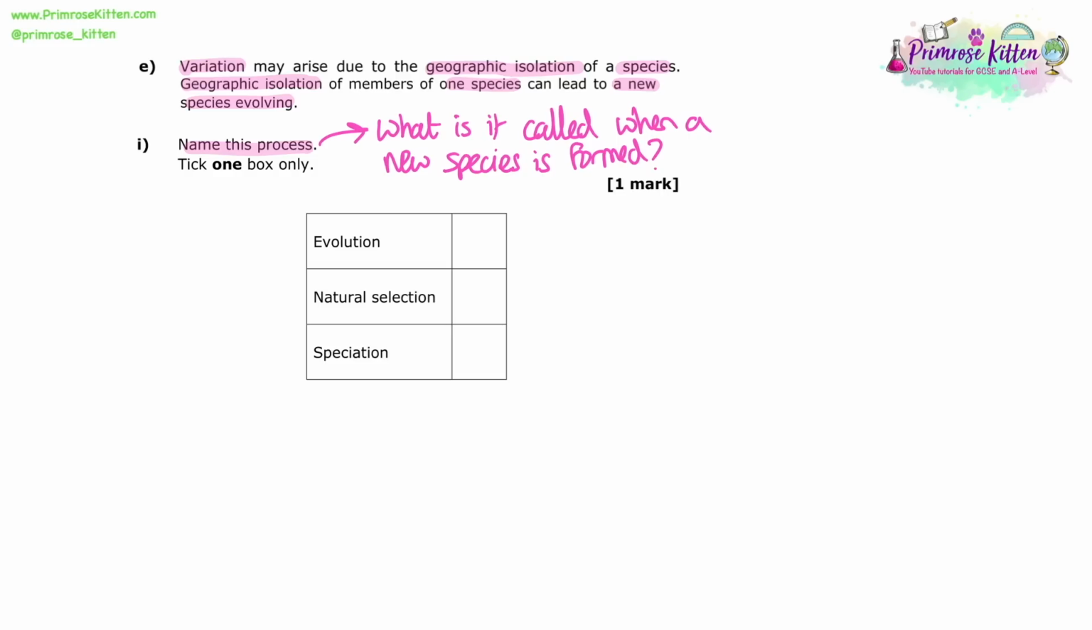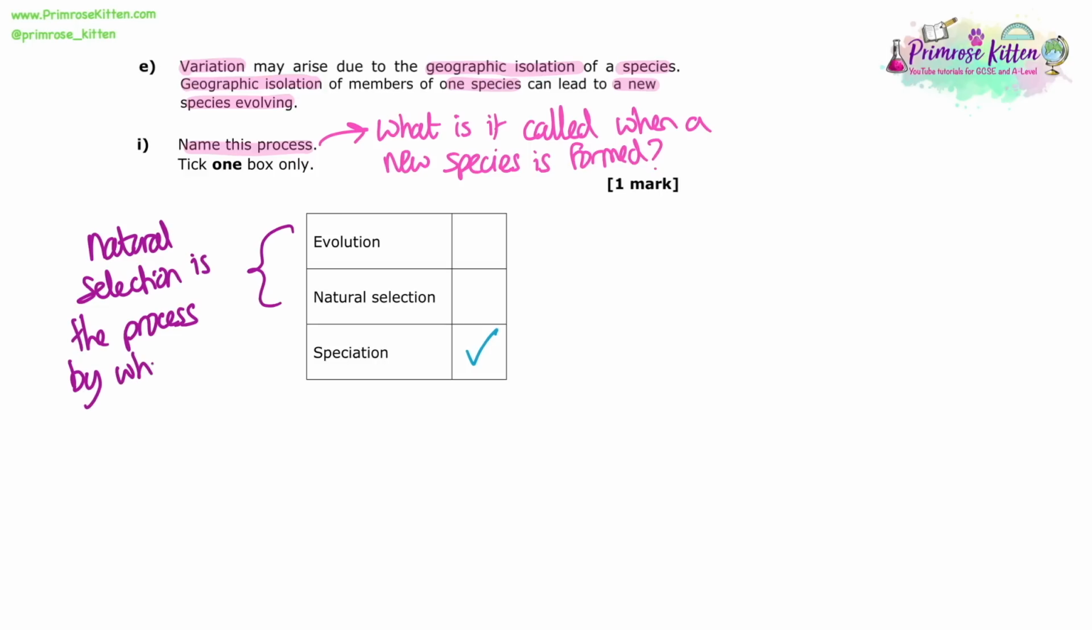So this one is just asking us, what is it called when a new species is formed? The word evolving is already in the question, so it can't be evolution. The answer is speciation, and the clue is in the name because it has the word species almost in it. But evolution and natural selection is the process by which evolution happens. And evolution doesn't always necessarily mean that a new species will evolve. It just means a change in a species over time.